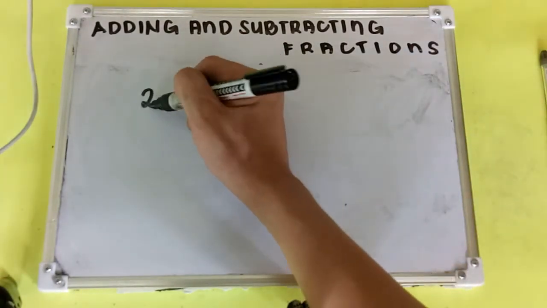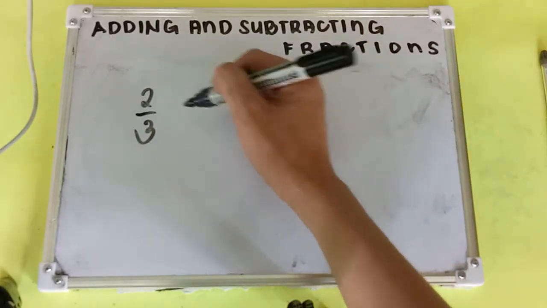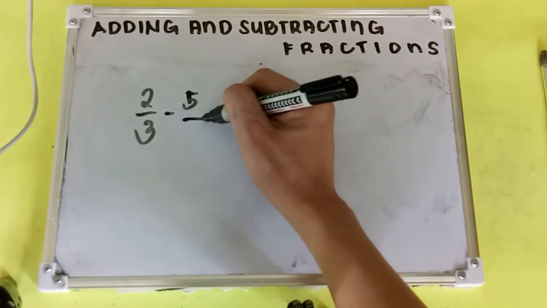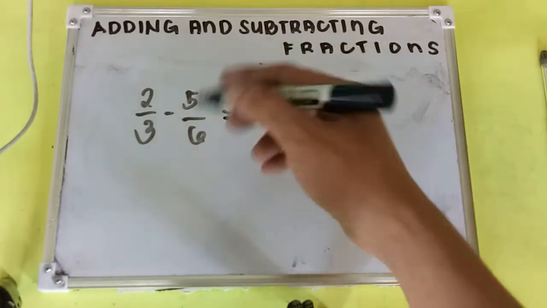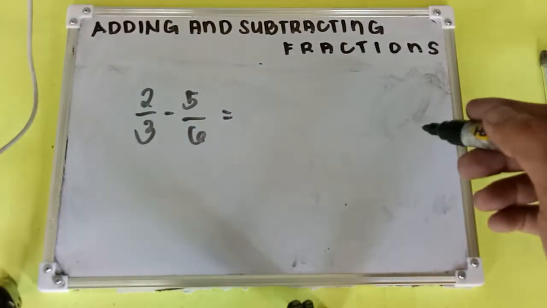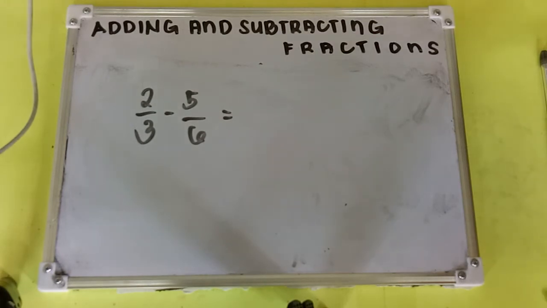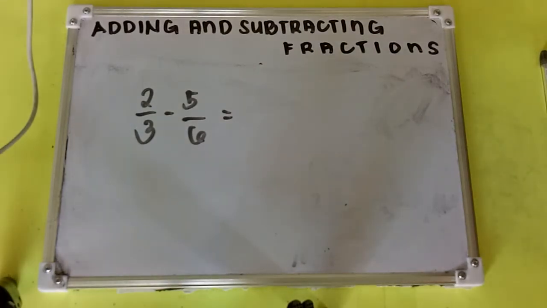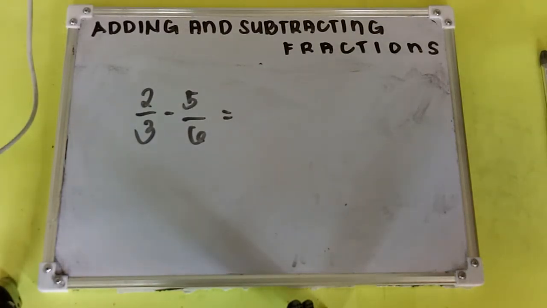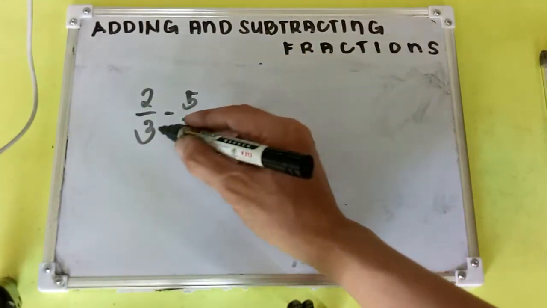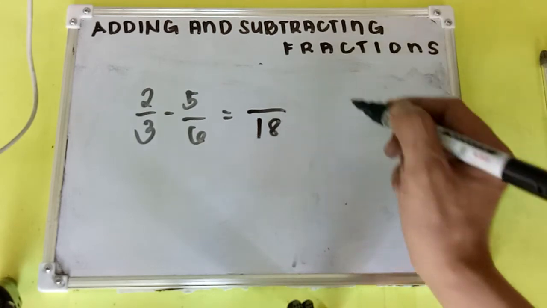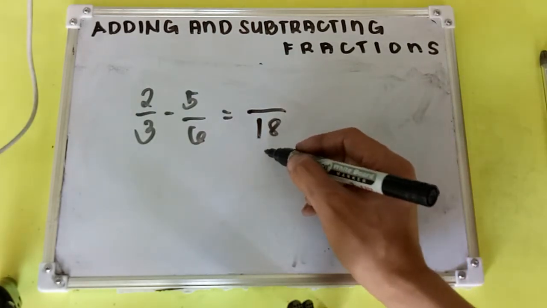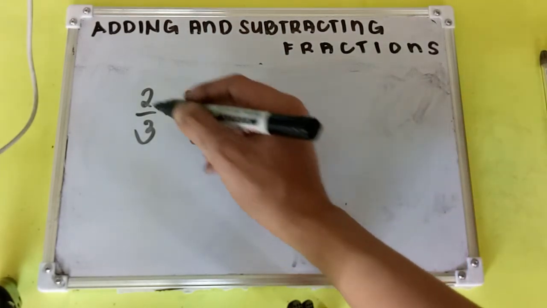Next, 2/3 minus 5 over 6. So, parang ito yung given kanina, pero pinagbaligtad ko. Kasi ang sagot natin is puro positive. Possible ba na ang maging sagot ay negative? Yes. So, again, we just multiply 3, 6, that is 18. 18 divided by 3, the answer is 6, multiplied by 2.